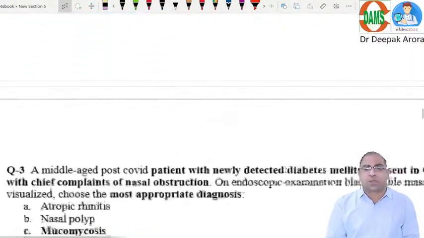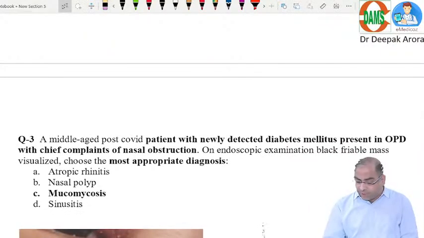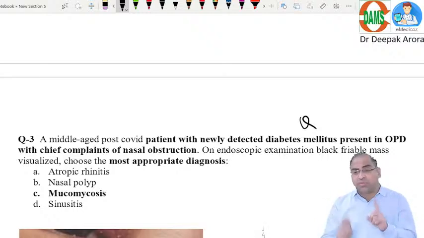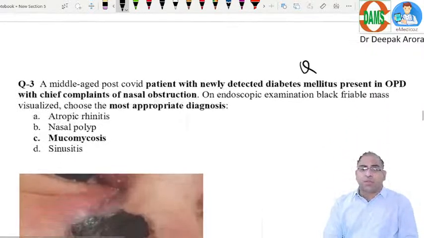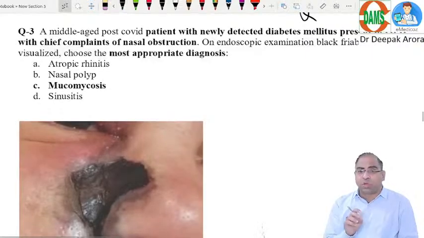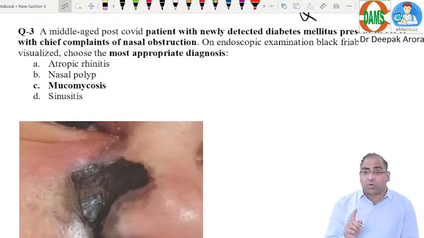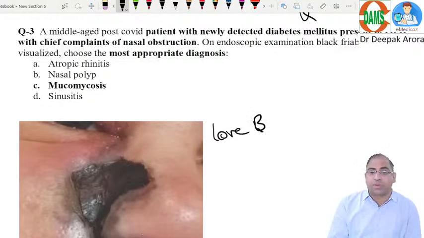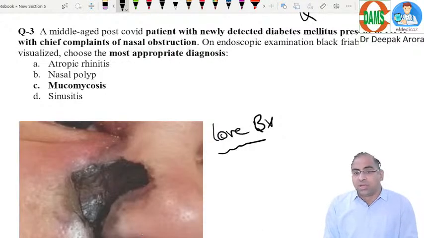Coming to the next segment, a middle-aged post-COVID patient, newly detected diabetes mellitus patient comes to you, ear malignant otitis externa. MCQ from nose, it is your mucormycosis. They will be showing you this type of slide. It is mucormycosis. This mucormycosis has a special love for blood vessels. Always remember, it blocks the blood vessel. Therefore, there is necrosis of the tissue.